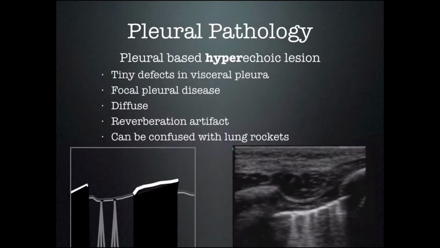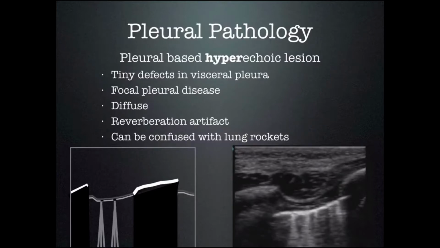Now, when you're scanning, sometimes you'll run into hyperechoic lesions. Everything we've talked about to this point has been hypoechoic lesions. These hyperechoic lesions are pleural pathology on the pleural surface itself. Generally, they're on the visceral pleura. And what they look like is a small defect in the pleura and then a lung rocket coming down from them, or a reverberation artifact.